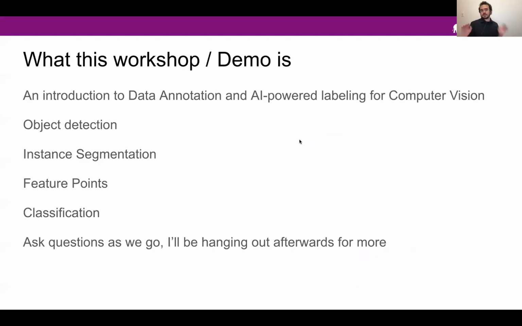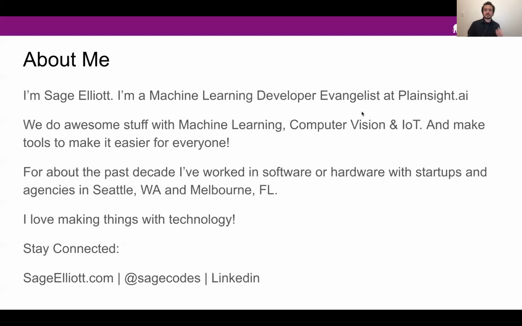Now, this workshop/demo is an introduction to data annotation and AI-powered labeling for computer vision. So we're going to cover how to create labels and data sets for object detection, instance segmentation, feature points, and classification. If you don't know what those are, don't worry. I'm going to cover them very briefly before we go into the hands-on portion. Again, feel free to ask questions as we go, and I'll be hanging out afterwards if you have any questions for me then.